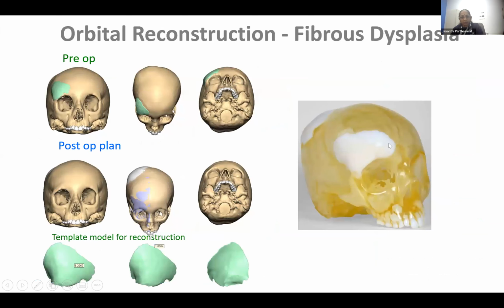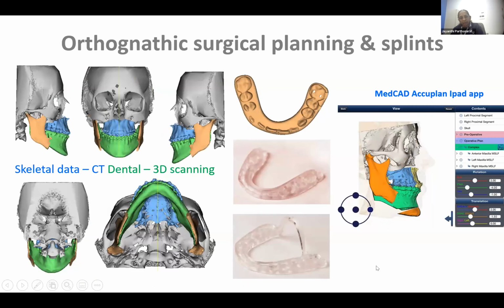This is also from my previous work where we gave them a template for the resection. We mirror imaged from the opposite side and gave them the difference for orbital reconstruction, and we gave them this, so they were able to see how much they need to go.